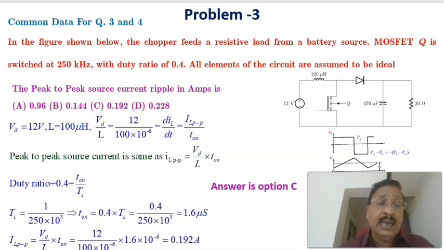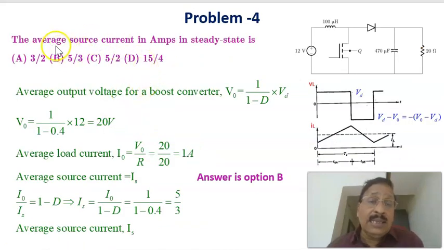C is the answer. Now, this is the extension of the same problem, in which the circuit is the same. The question is the average source current in amperes in steady state. What is the average value of the source current? As we have already seen, when the switch is on, the voltage across the inductor equals Vd. When the switch is off, the voltage across the inductor equals Vd minus V0, where V0 is the average output voltage.